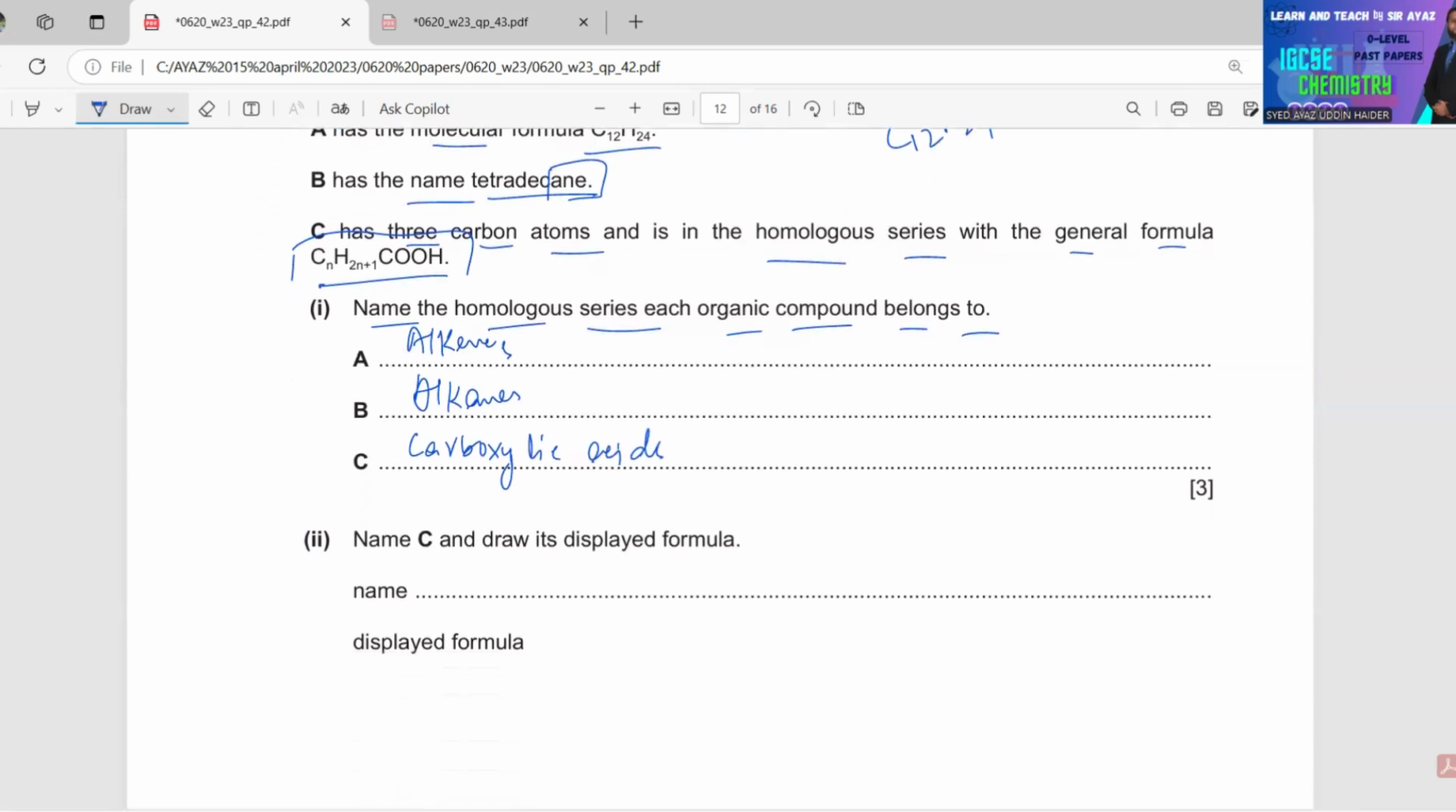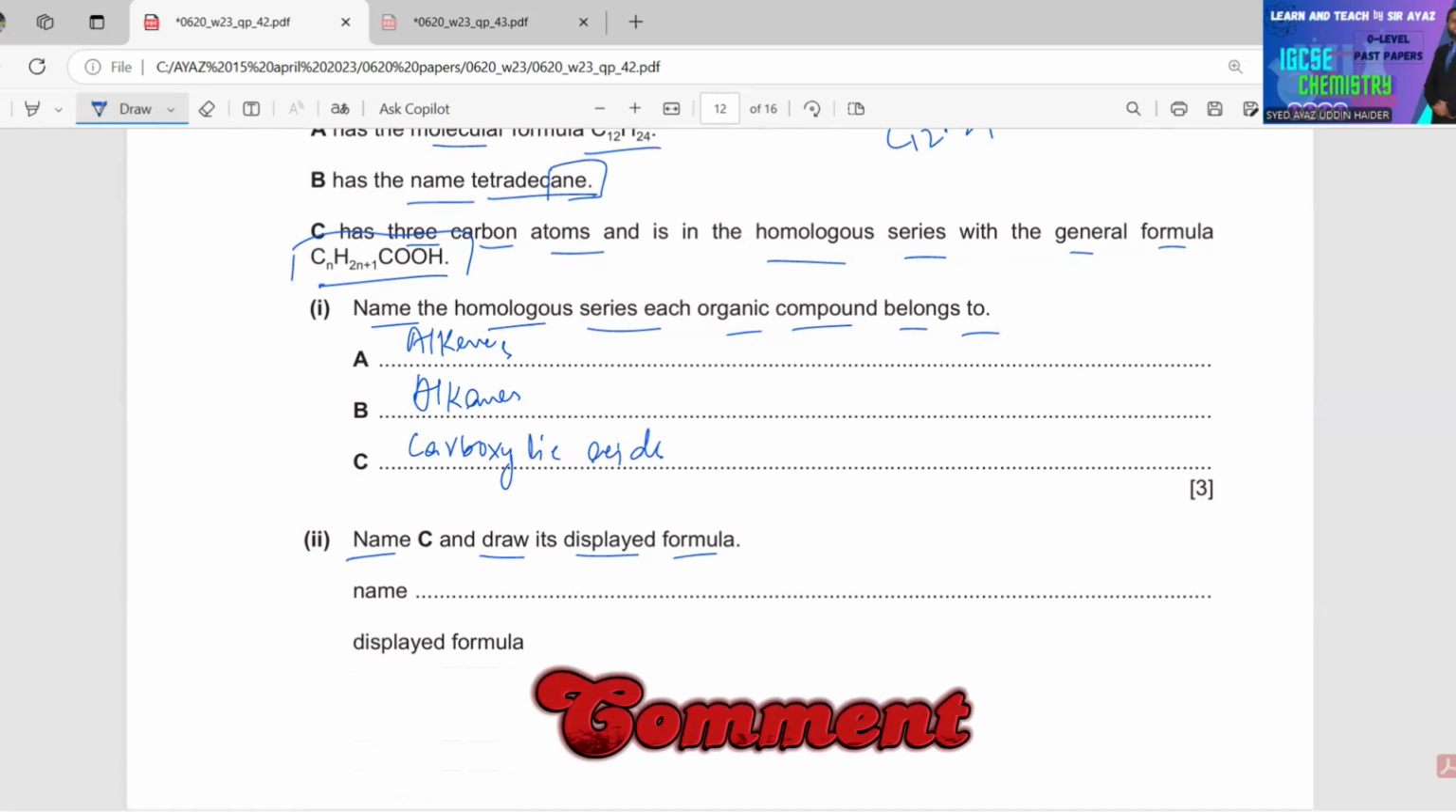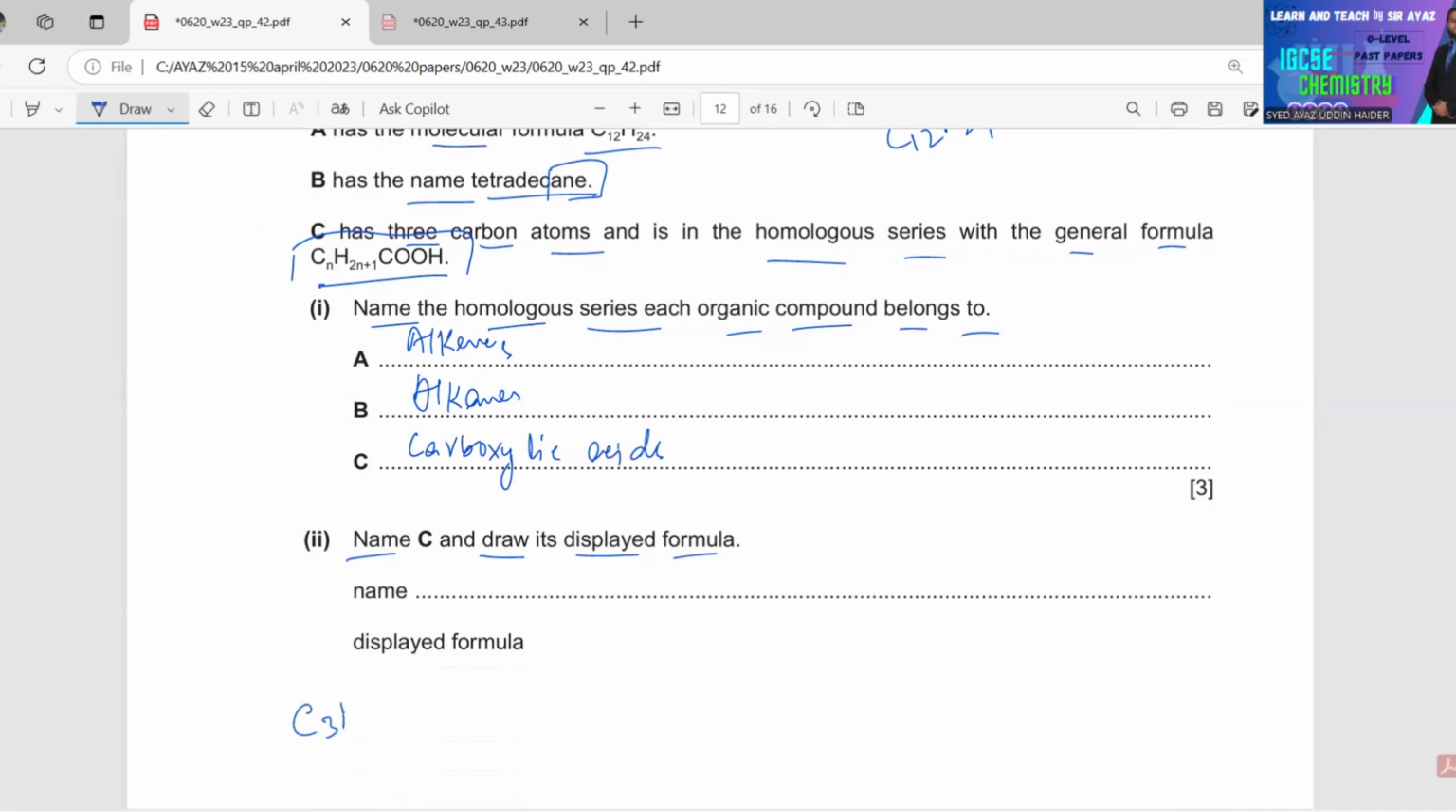Number 3, name C and draw the displayed formula. Now there are 3 carbon atoms in C. So I will predict the formula first. C3. 2 multiplied by 3 is 6. 6 plus 1 is 7. H7. And COOH. There are 4 carbon atoms. So you write butanoic acid.